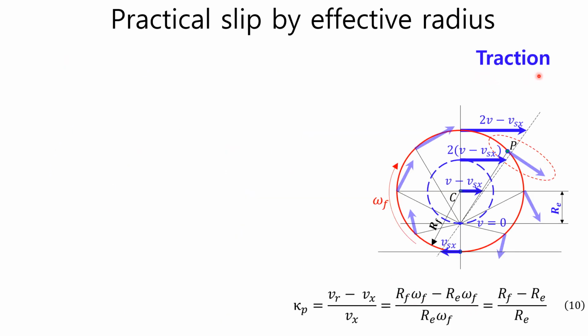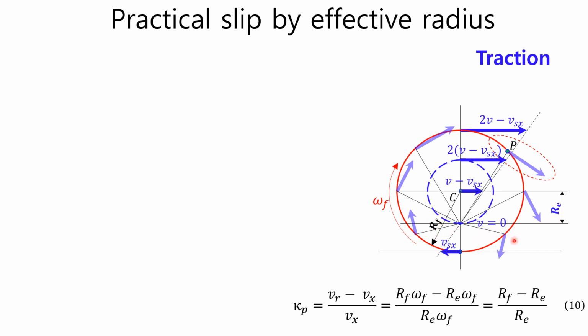During traction, as shown in the figure, the wheel center speed is smaller than omega f Rf, the linear speed of rolling. Since the instantaneous angular velocity omega f is assumed to be constant, Re must be smaller than Rf.